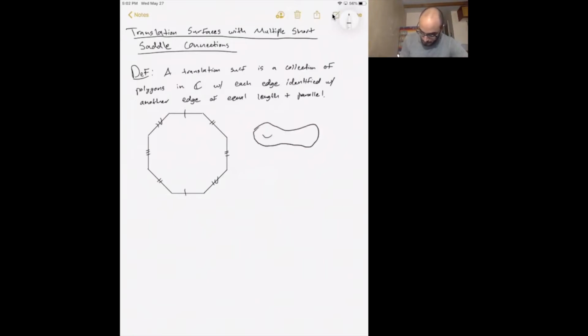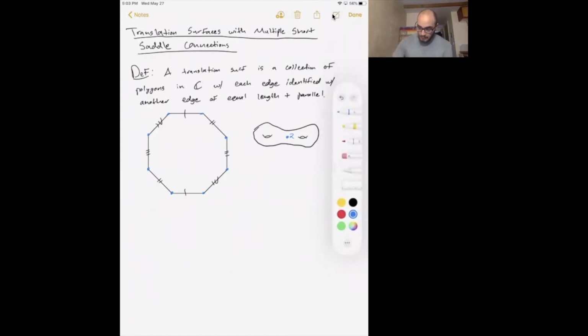And then there's one special point on it. All of the corners of this octagon get identified together. If you follow these identifications around, you see that. And so these all get identified to one point on this surface, and it has cone angle 6 pi. We label that as 2 because you can also think of a translation surface as given by a Riemann surface and a holomorphic differential, and the zeros of the differential correspond to these cone points, and this is a zero of order 2.